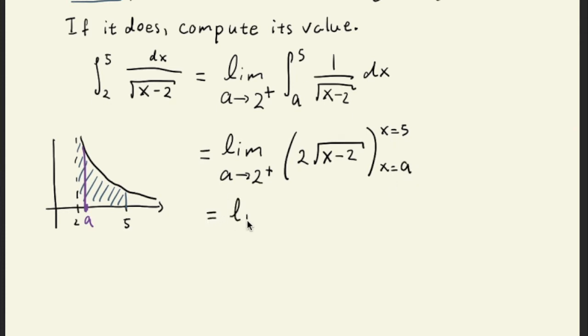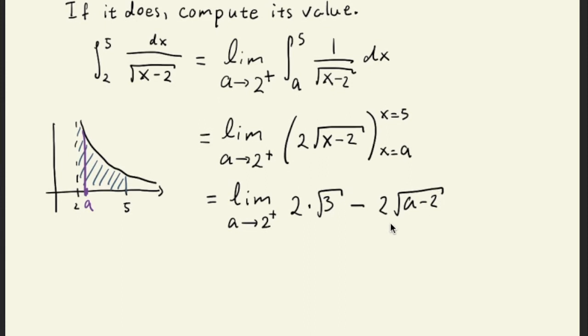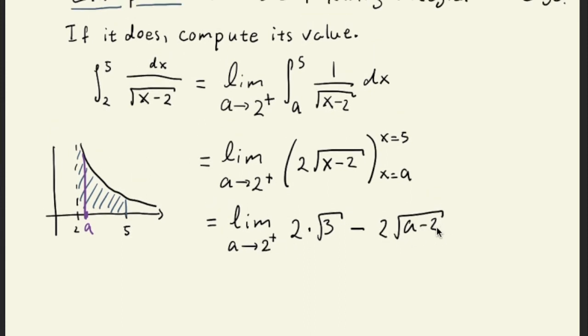All right, so this is the limit as a approaches 2 from the positive side. Plug in 5 in there, you get 2 times the square root of 5 minus 2, which is 3, so square root of 3, minus 2 times square root of a minus 2. And as a approaches 2, this number here will approach 0. This limit is 2 times root 3.